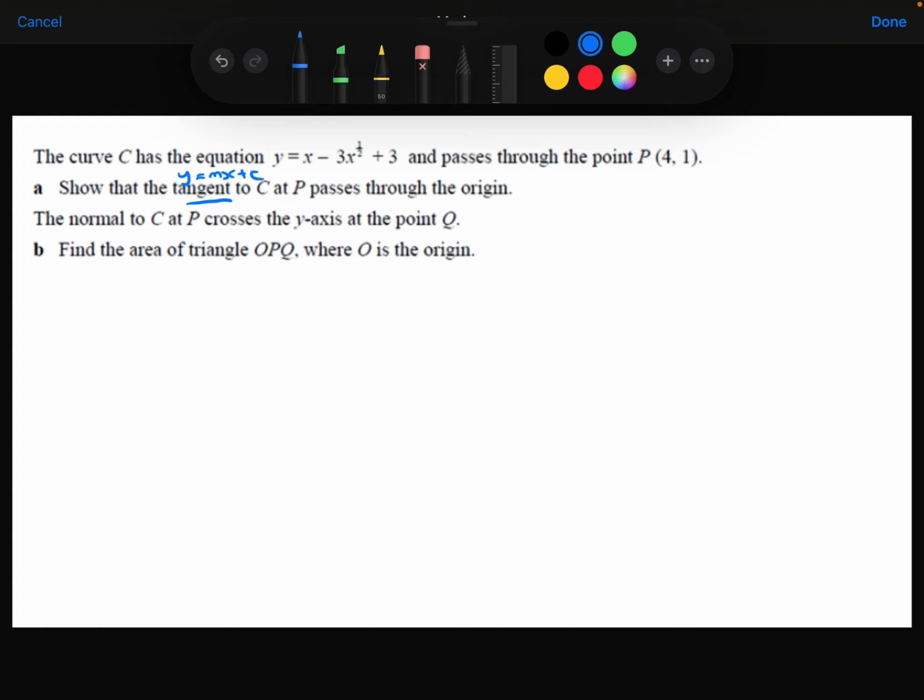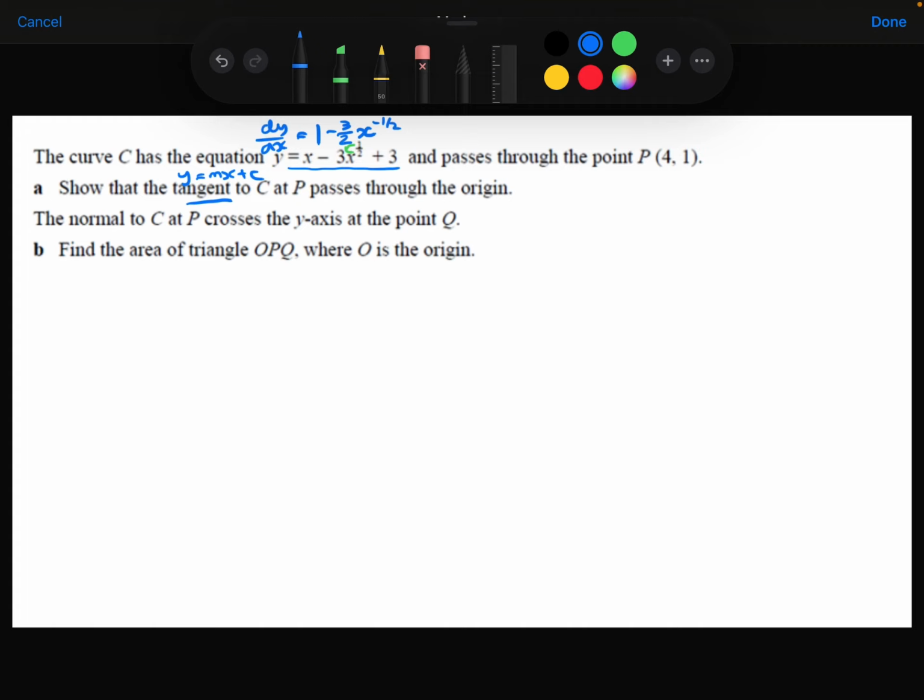So I want to differentiate my function here to get the gradient function. When I differentiate, I get dy by dx is equal to, the x will differentiate to be 1, the minus 3x to the power of a half, we're going to multiply by the half, so we'll have minus 3 times a half is minus 3 over 2. We'll then take 1 away from the power, so a half take away 1 is minus a half, and the 3 will differentiate to be 0. So this is our gradient function.